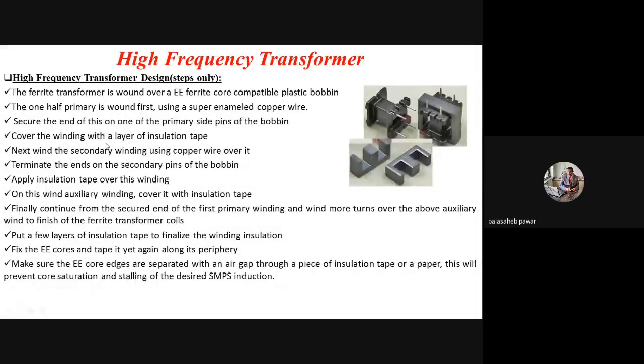See here it is mentioned: cover the winding with a layer of insulation tape. Okay. Next, wind the secondary winding using copper wire over it. Again, that secondary copper wire is also super enamel copper wire. Terminate the ends on the secondary pins or bobbin. Now we can use the remaining 2 pins as secondary terminals. Okay, one for the start and another one for the end.